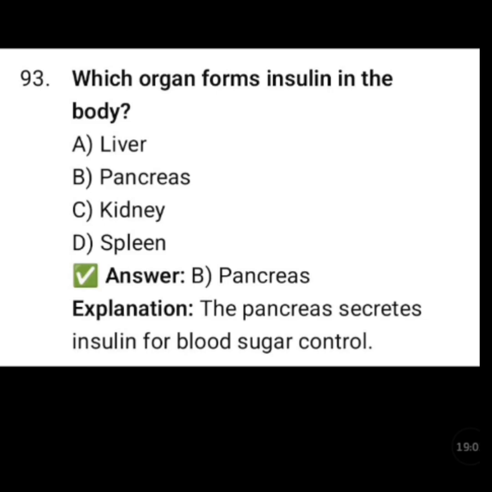Which organ forms insulin in the body? Liver, pancreas, kidney, spleen. The correct answer is option B, pancreas. The pancreas secretes insulin for blood sugar control.